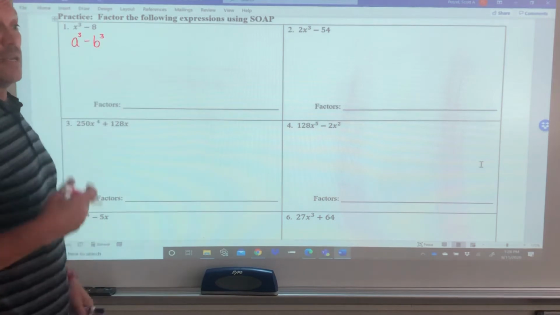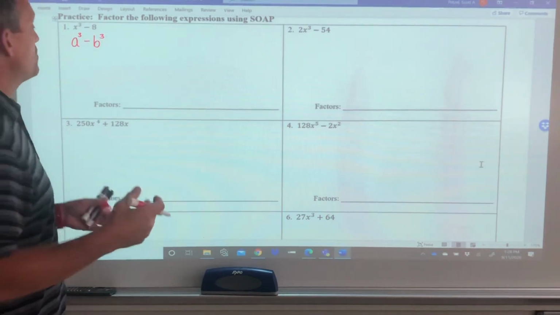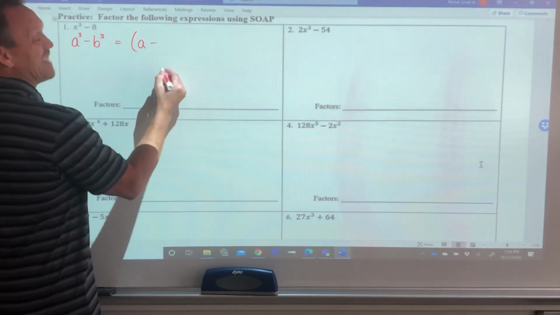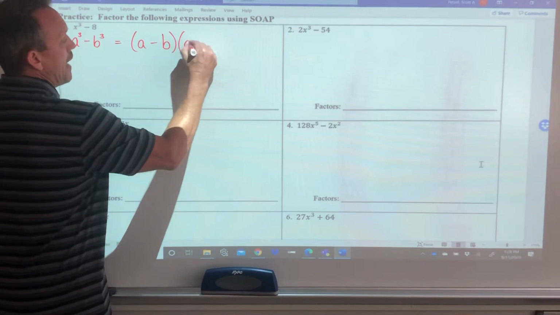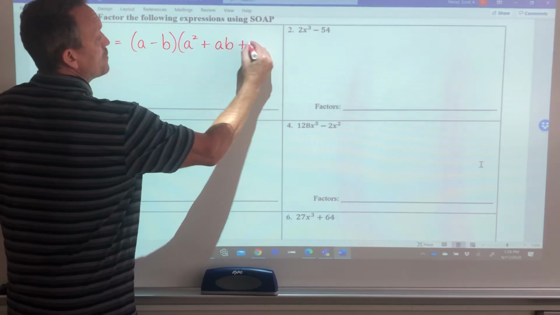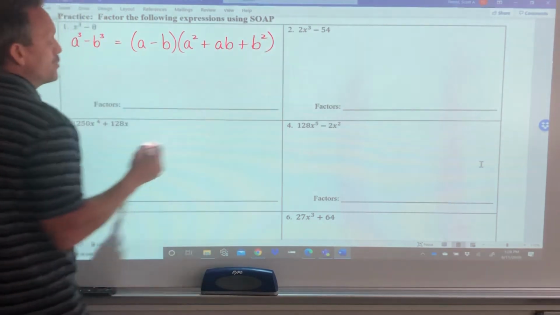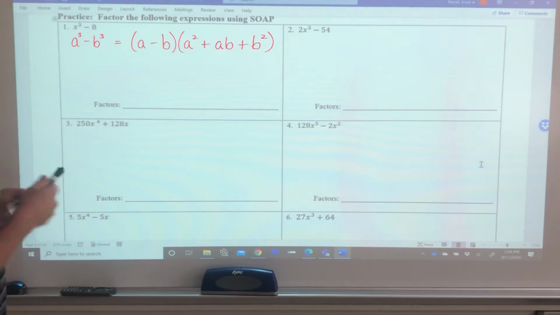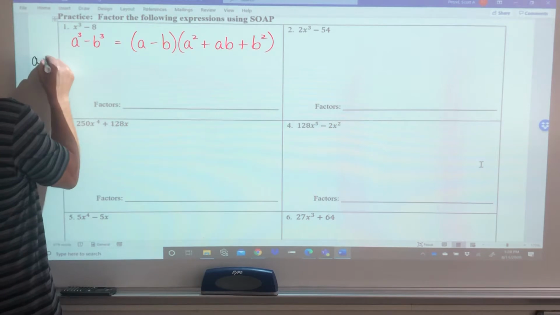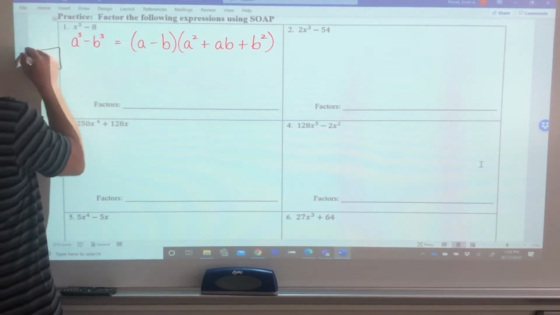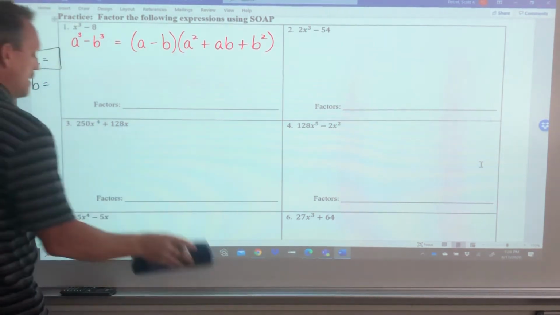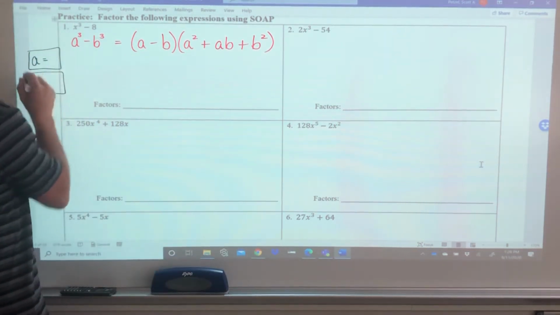To get 8, 2 times 2 times 2 gives me 8. Well, this is equal to a squared, opposite, ab always positive, b squared. So if we look at that, we simply need to determine a and b. We need to know what a equals and what b equals. We need to know those two.